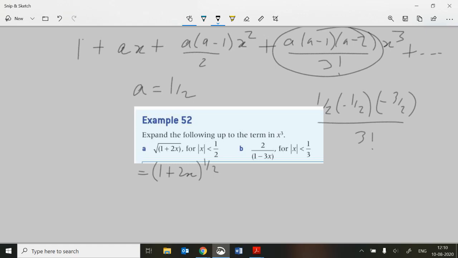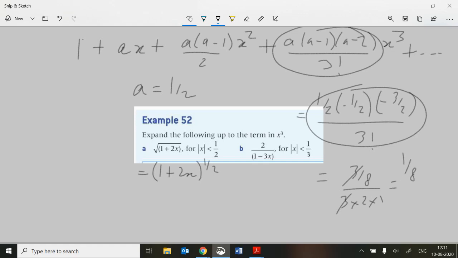And you can see that this coefficient is going to equal, what's that? 3/8 divided by 3 times 2 times 1. Let's cancel a 3. And then we've got 1/8 divided by 2. So we're getting 1/16 in that case. Okay, so you're going to need to be good at your fractions work and your number work in this case, and working with fractions inside fractions as well. So it's worth doing these longhand. Okay, so there's that one.